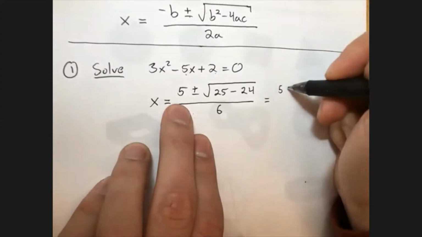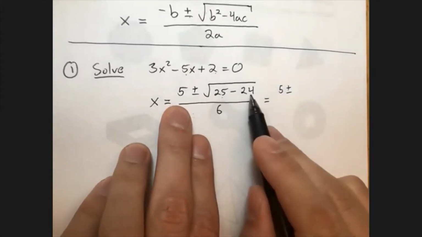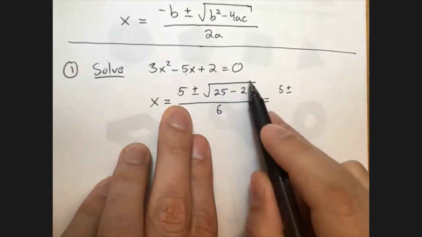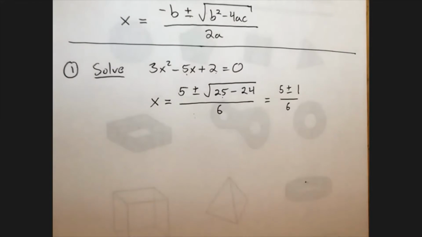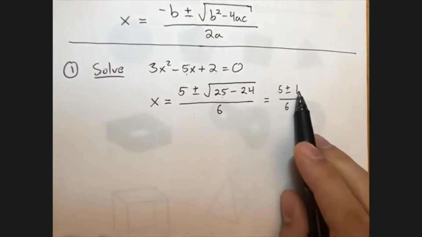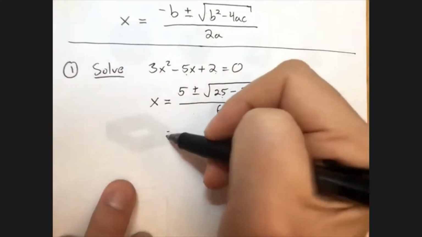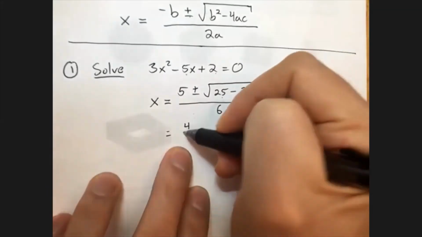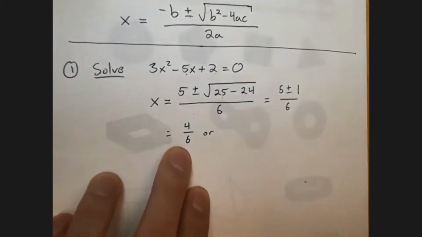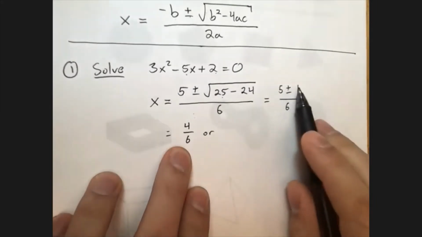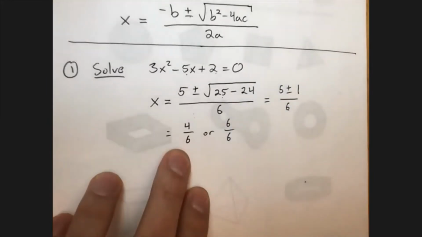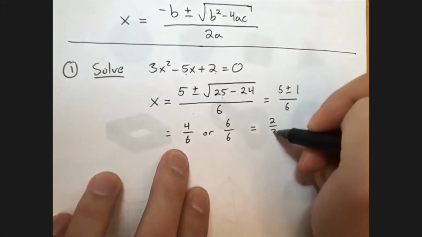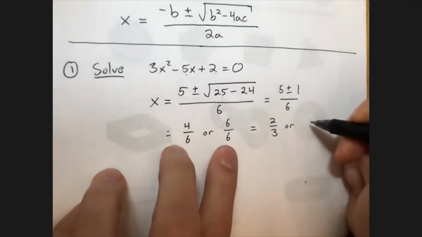This is 5 plus or minus, well, 25 minus 24 is 1. The square root of 1 is 1. So we have two answers. We have 5 minus 1 over 6. That's 4/6. The other answer is 5 plus 1 over 6. That's 6/6. Of course, we can simplify those, right? 4/6 is the same as 2/3, and 6/6 is the same as 1.